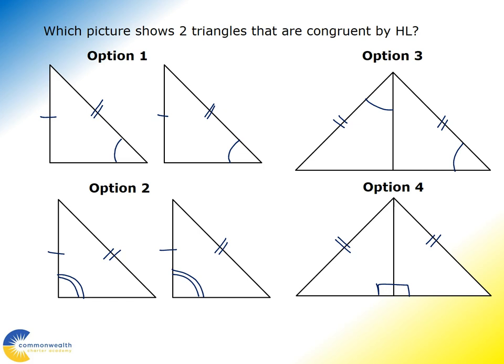So when I look at these four options, options 1 and 2 are SSA setups. Although the hypotenuse leg theorem is essentially an SSA, or side-side-angle, two pairs of congruent sides and a pair of congruent non-included angles, that is the only situation where SSA is good enough. But we don't call it SSA in that respect. We call it the hypotenuse leg theorem.